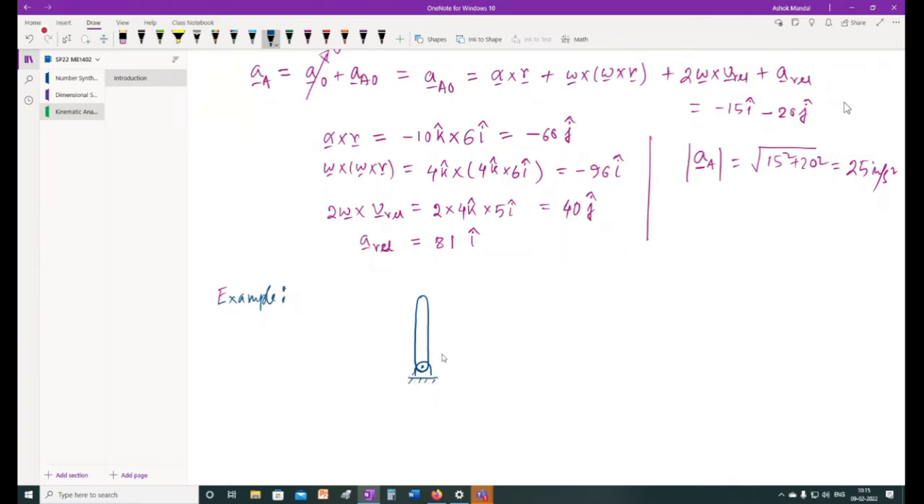Okay, so we draw a 4-bar mechanism which at a particular instant looks like this.